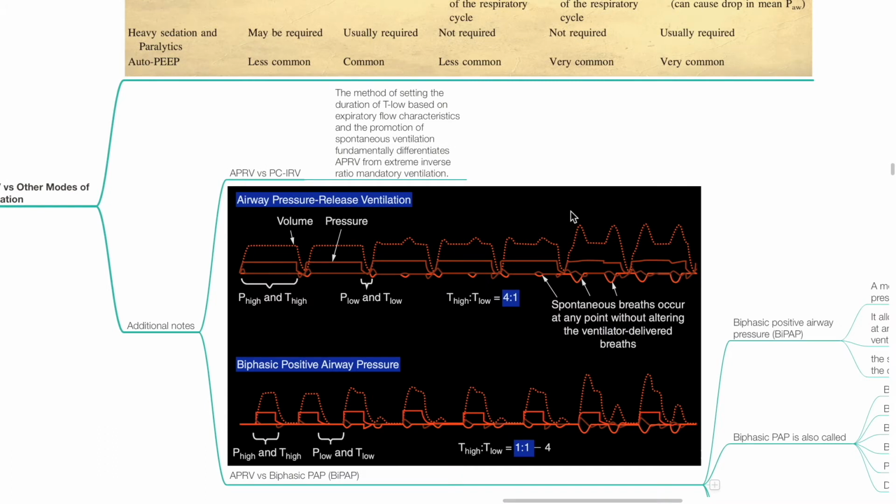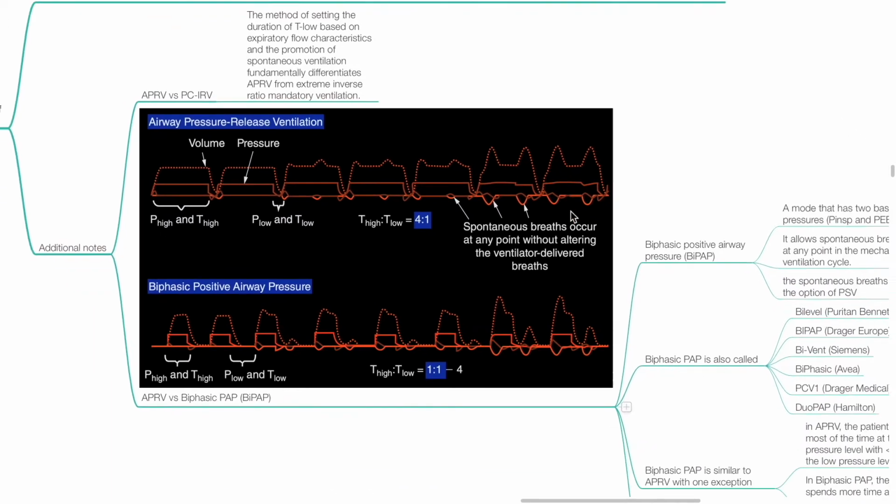Additional notes: APRV versus pressure-controlled inverse ratio ventilation. The method of setting the duration of T-low based on expiratory flow characteristics and the promotion of spontaneous ventilation fundamentally differentiates APRV from extreme inverse ratio mandatory ventilation.